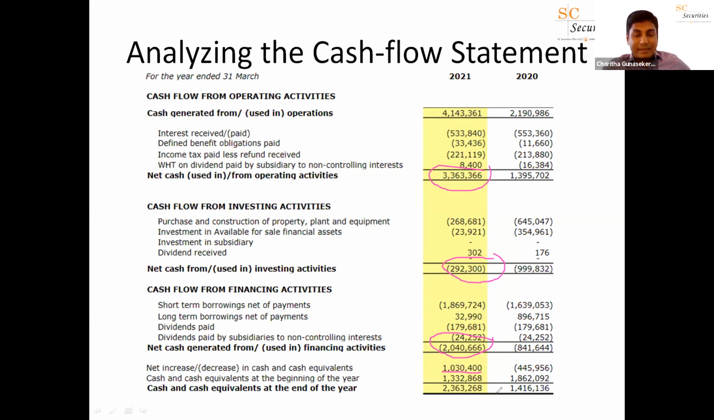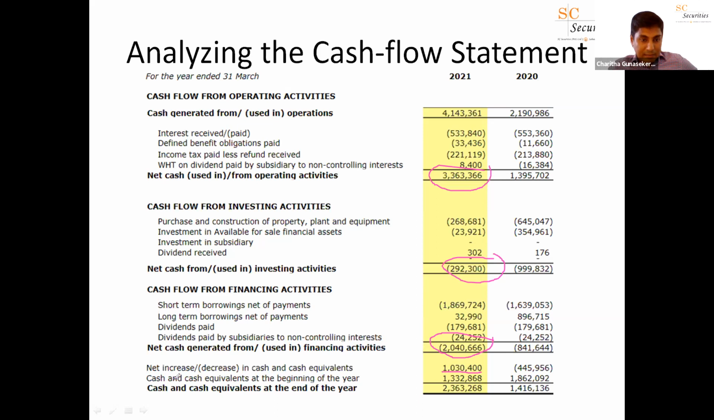So this company is generating cash of 1 billion this year, compared to a net cash outflow of 445 million last year. So last year, their cash outflow was more than the cash inflow. In the current year, cash inflow is more than the cash outflow. So they have a strong cash balance. So this is what they generated during the year.